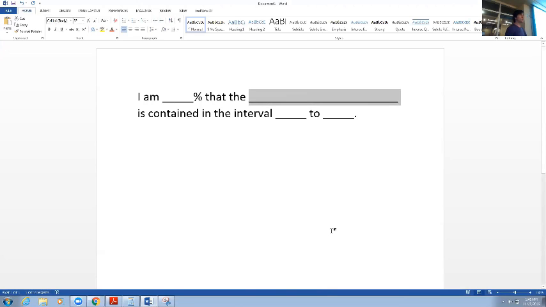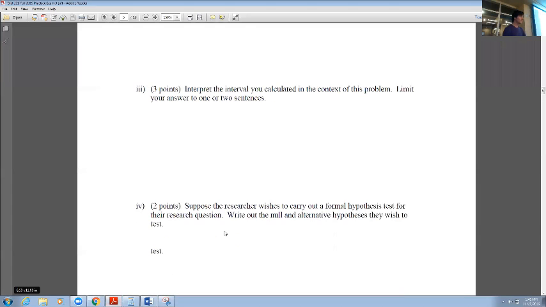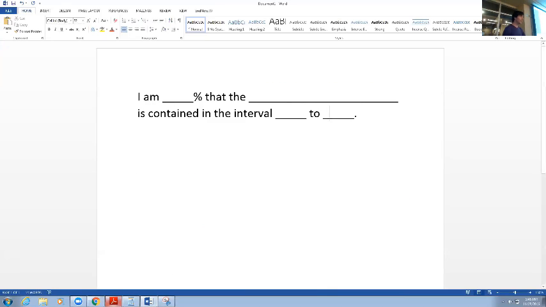We are trying to estimate the true proportion of UT sophomores that recycle. That is what we are trying to estimate, the truth for the population. Very, very key phrasing. I am 93% confident that the true proportion of UT sophomores that recycle is contained in the interval 58% to 73.2%.